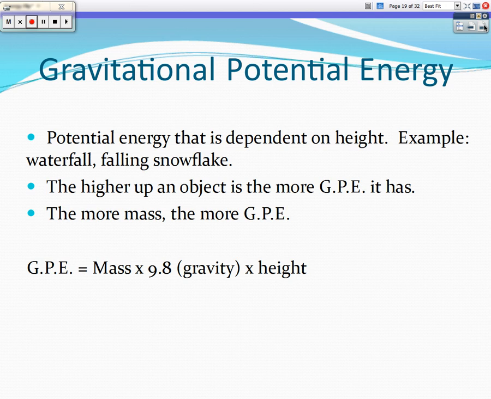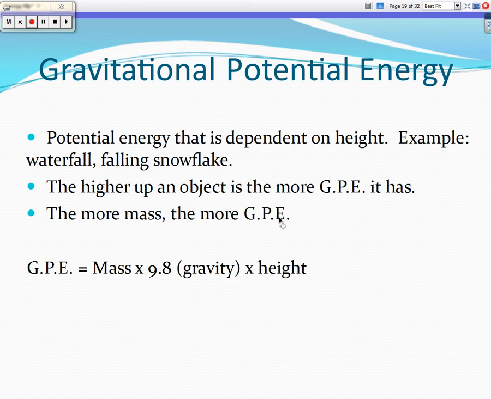Gravitational potential energy. You need this first bullet. Actually, you kind of need it all. I'm sorry. This one you need it all. Okay, gravitational potential energy is potential energy that is dependent on height. The higher up an object, the more gravitational potential energy it has. The more mass, also the more gravitational potential energy. GPE is gravitational potential energy.